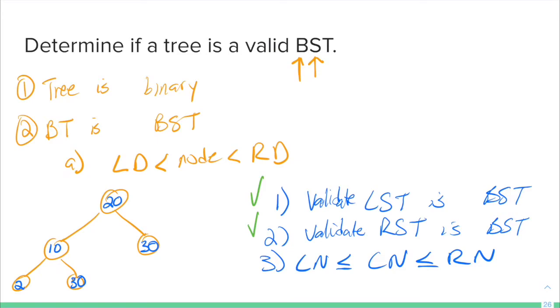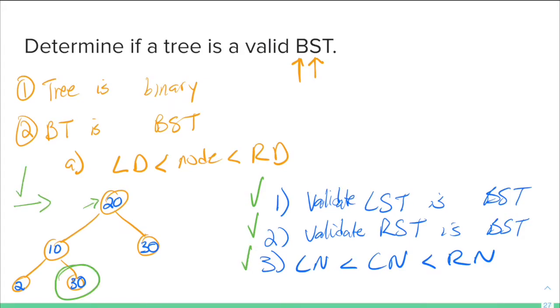So we see the left node has value 10, and since 10 is less than 20, and 20 is the value of the current node, the left side passes. We also see that 20 is less than or equal to 30, so the value of the current node is less than or equal to the value of the right node. So the third check passes as well. So it passes all 3, so this must be a valid binary search tree, right?